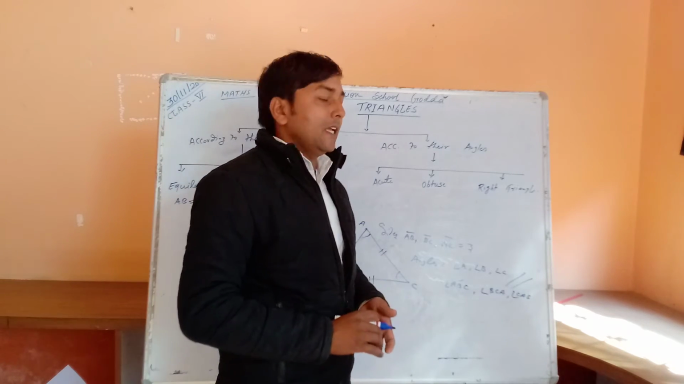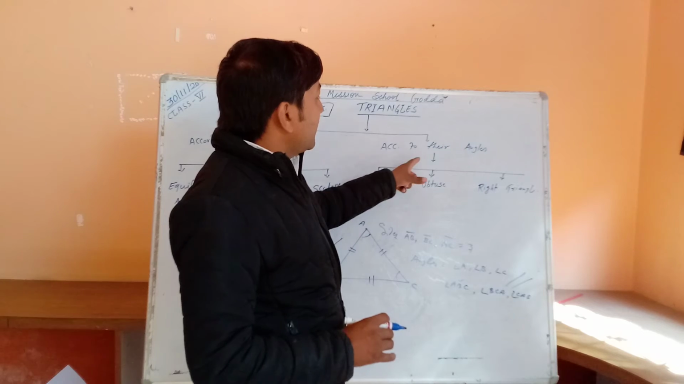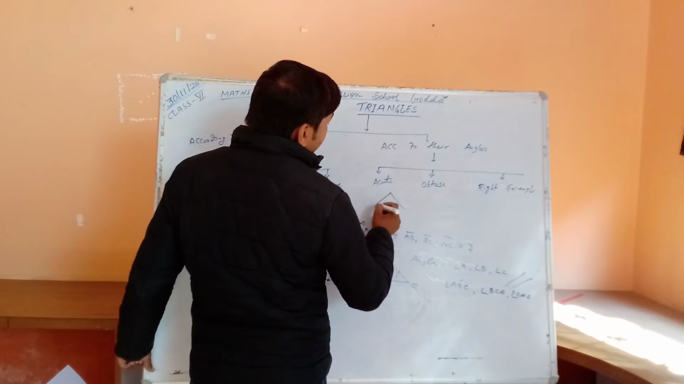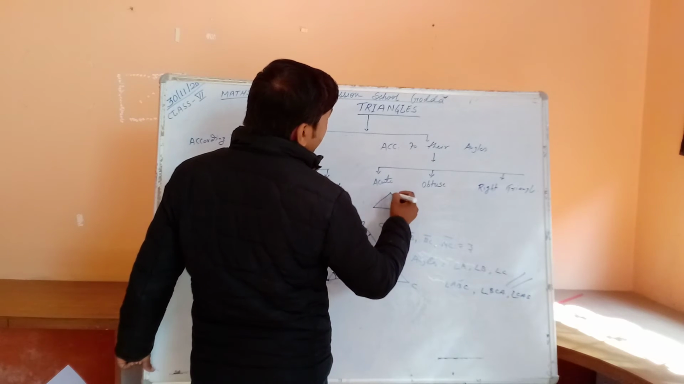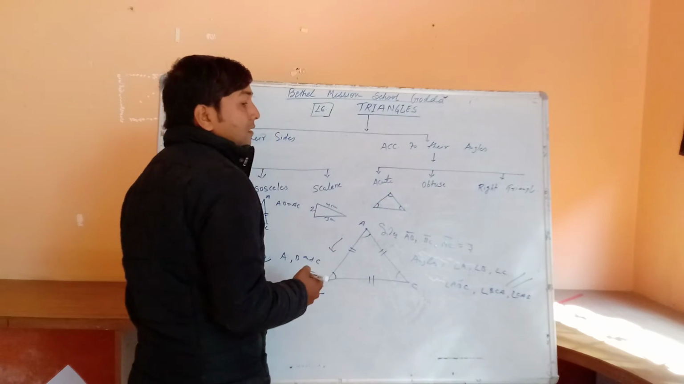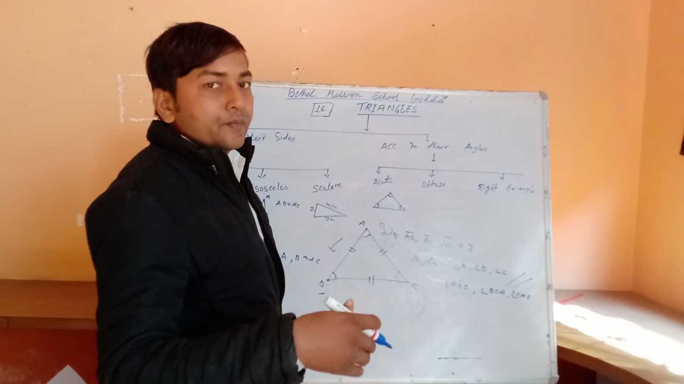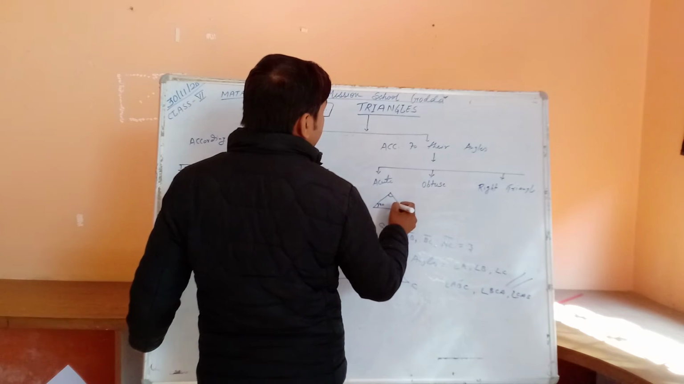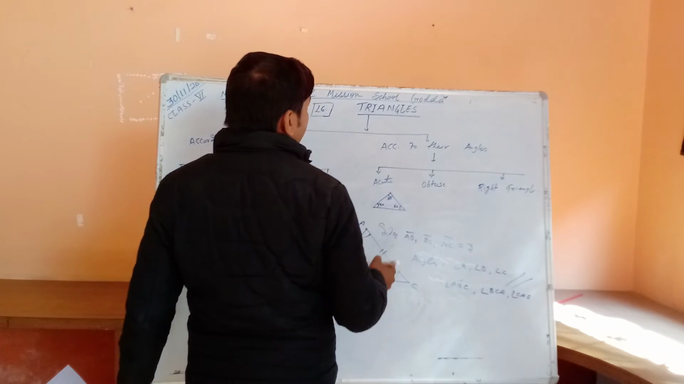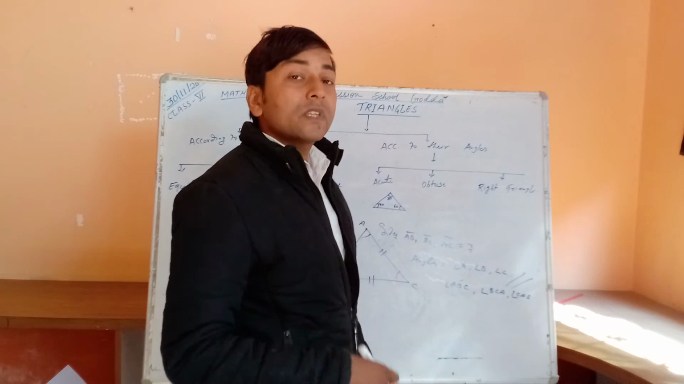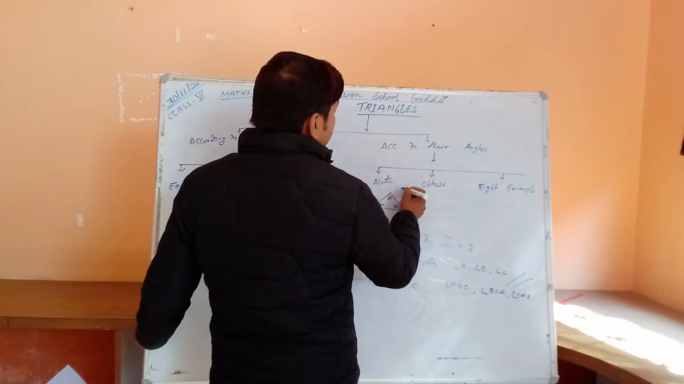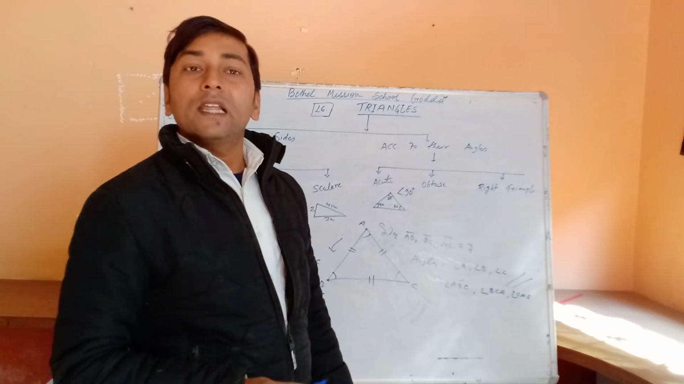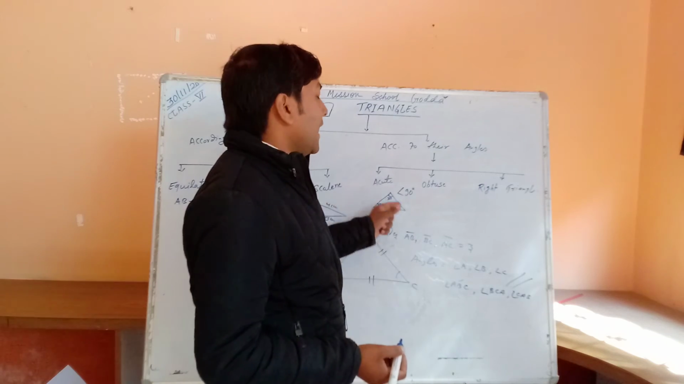Now the triangles are divided here according to the angle. If the angles of a triangle are less than 90 degree, suppose this is 40 degree, that is 60 degree, that is 80 degree, so all are less than 90 degree. When all the angles are less than 90 degree, it is known as an acute angle triangle.